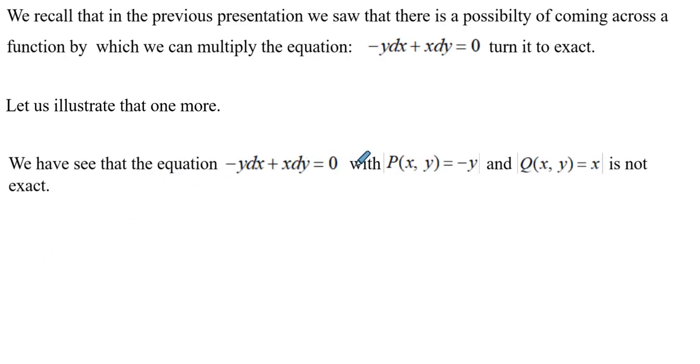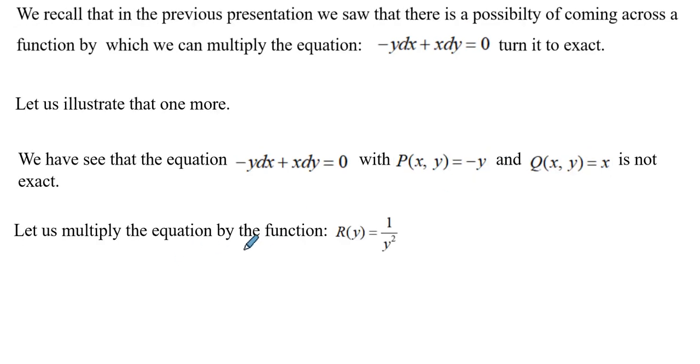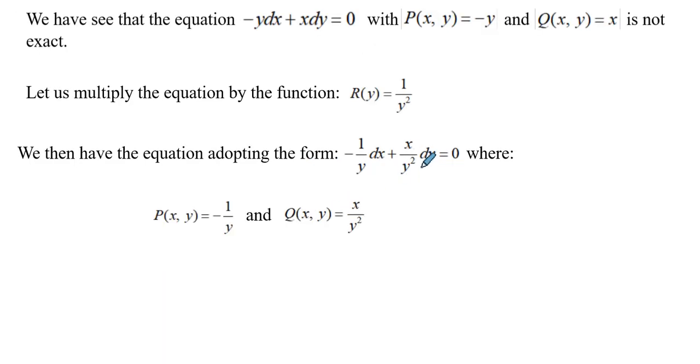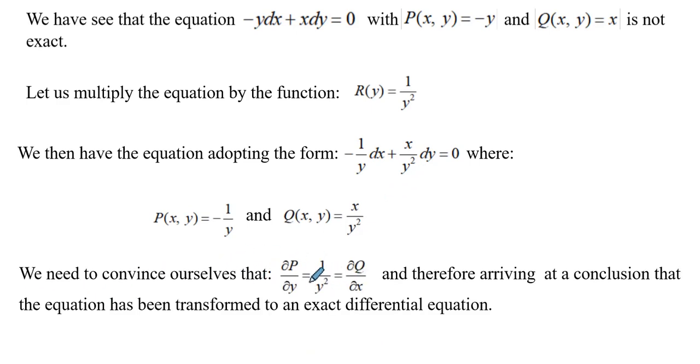Given that equation with P and Q there, we consider multiplying the equation by a function r of y equals 1 over y squared. Doing that, we get the equation in this form, and in this form the P of x, y becomes minus 1 over y, and the Q becomes x over y squared. Having adopted this form, we can now test for exactness, and we see that the partial of P with respect to y is equal to 1 over y squared, which is equal to the partial of Q with respect to x, which tells us that the equation is now exact.